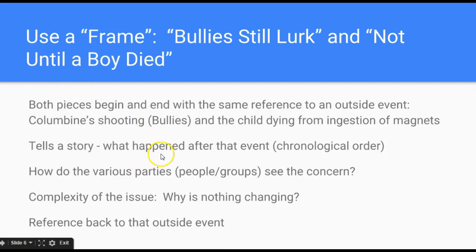You tell a little bit of a story, what happened. You rely on a little bit of time, chronological order. Then you go into how the different people see the concerns, the complexity of the issues. Why is nothing changing with bullying? Why is nothing changing with these magnets? And then there's a reference back to that outside event. And the effect on the reader is to say, wait a minute, it's still the same. After all of this, no one's dealing with it. And it's a very motivational way of writing.